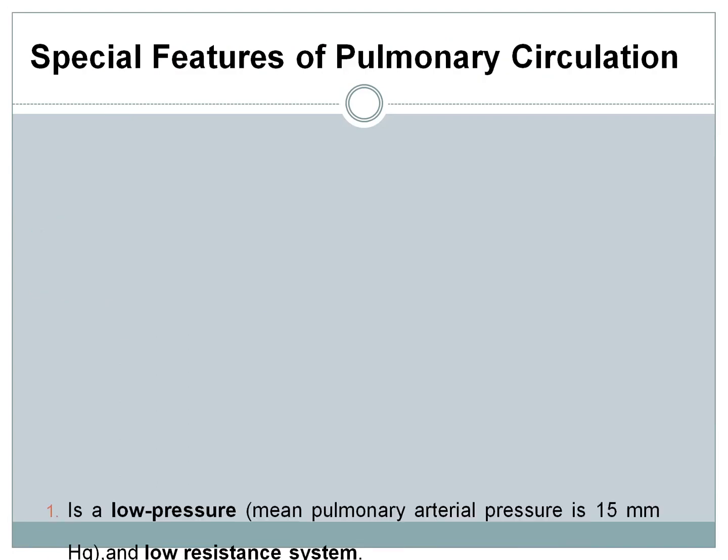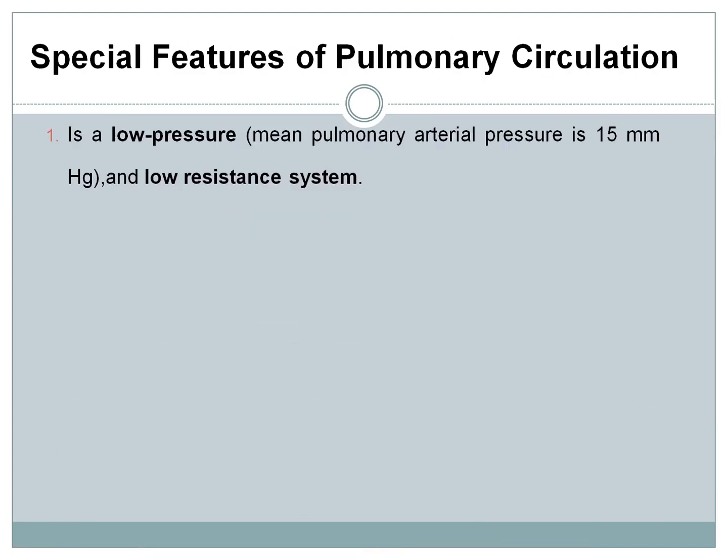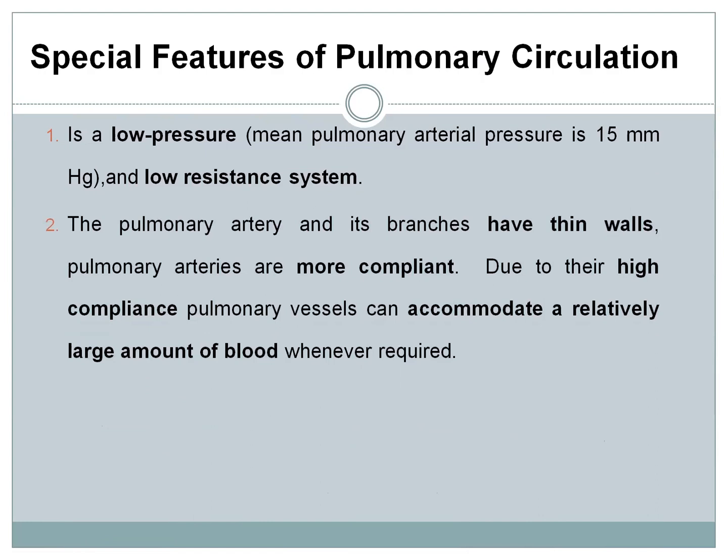Now what are the special features? It is a low pressure system. On an average, the pulmonary arterial pressure, if you measure, is around 15 millimeters of mercury. So it is a low pressure. Along with that, it's a low resistance system also.